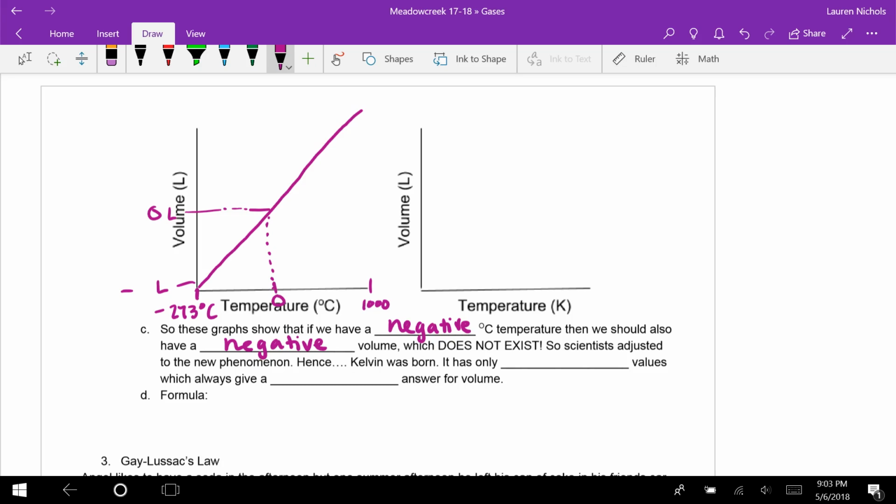Hence, Kelvin was born, and by that I mean just the unit. Kelvin was a scientist who it was named after. And what's special about Kelvin is that it is the only temperature scale that we use that has only positive values. So it starts at 0 and goes forth. And actually, a fun little fact is that 0 Kelvin, or OK, as scientists like to joke about, because you would not be OK at 0 Kelvin, is called absolute zero.